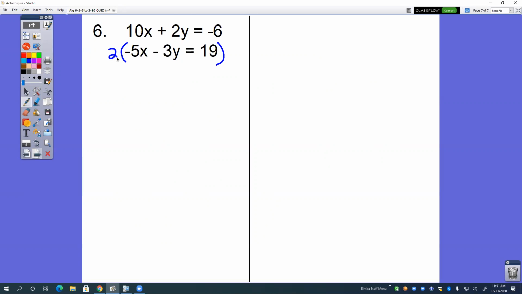Then it'll be just like the previous problem. Please remember, the biggest mistake that people make is to not distribute all 3 times. So 2 times negative 5, 2 times negative 3, 2 times 19. Go ahead and do question number 6, please.